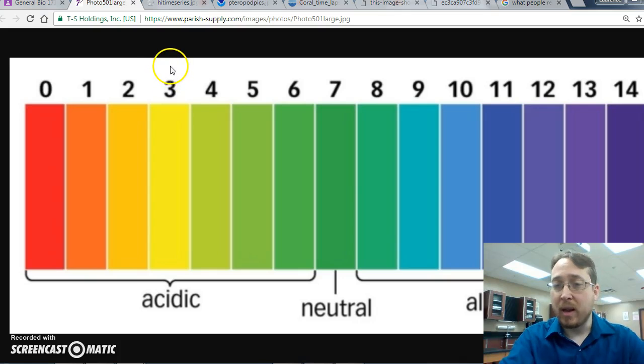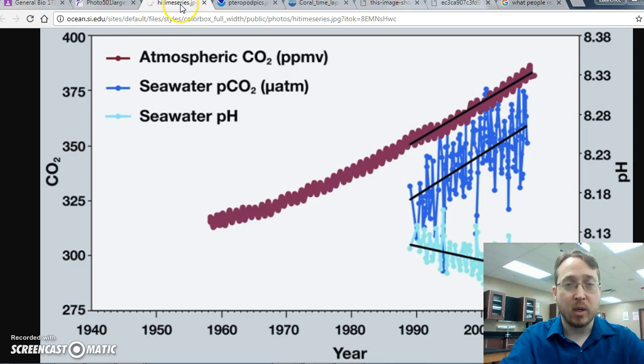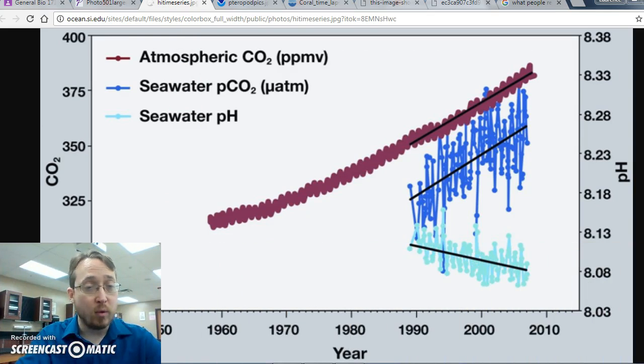Well, what does that have to do with the ocean? What does that have to do with climate change? It turns out that carbon dioxide in the atmosphere will diffuse into the ocean, and when carbon dioxide diffuses into water, or is dissolved in water, it becomes an acid.